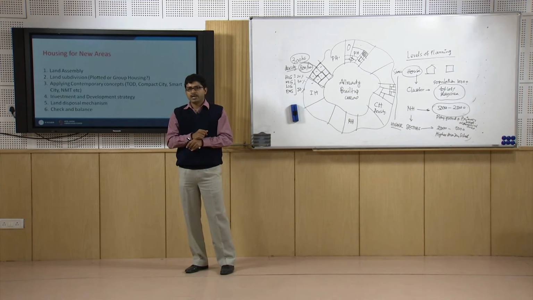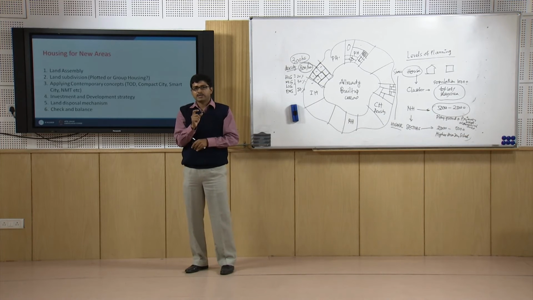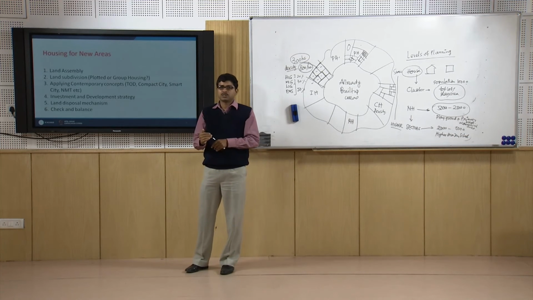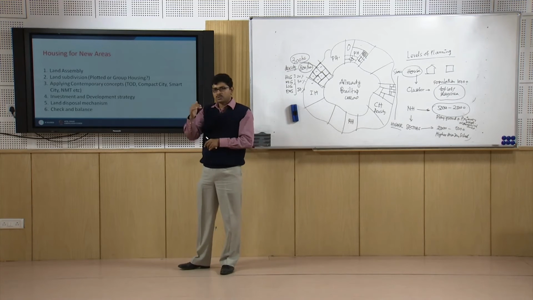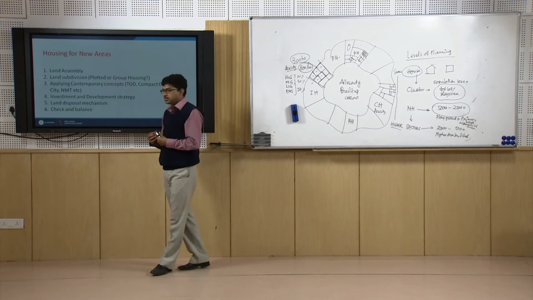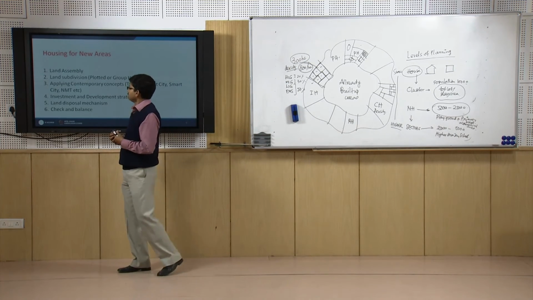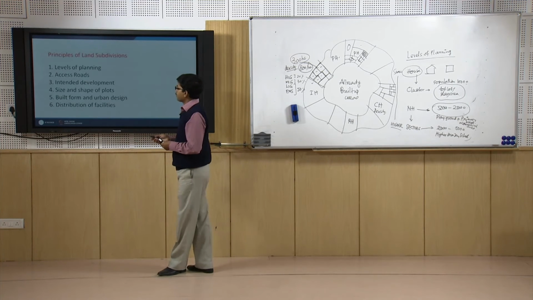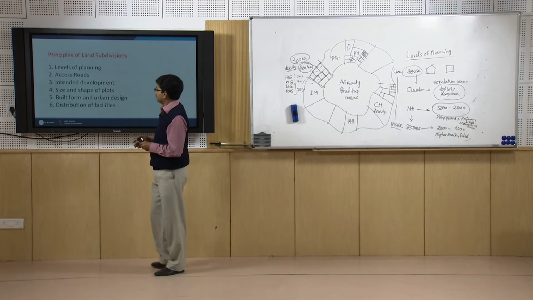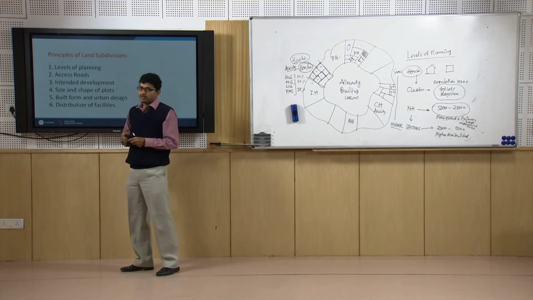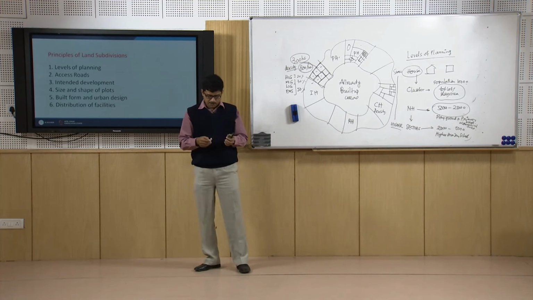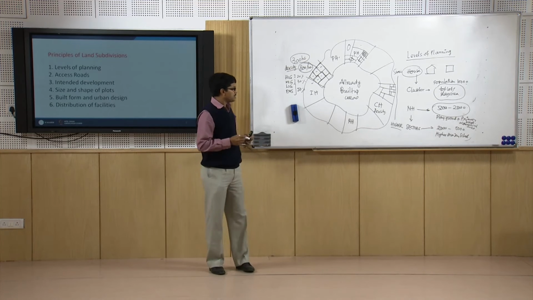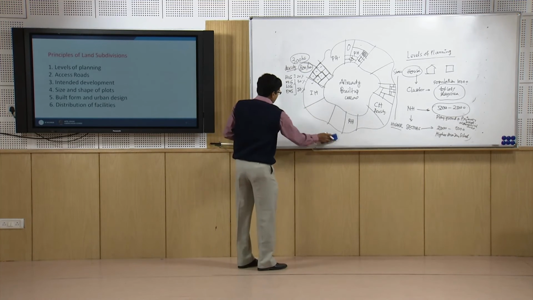We cannot waste the land anymore. That is why we are taking utmost care in each and every stage of the land subdivision, so that we can stop the wastage of land at any stage. Then we have the size and shape of the plots. Usually the size and shape of the plots are considered as a rectangle like this.